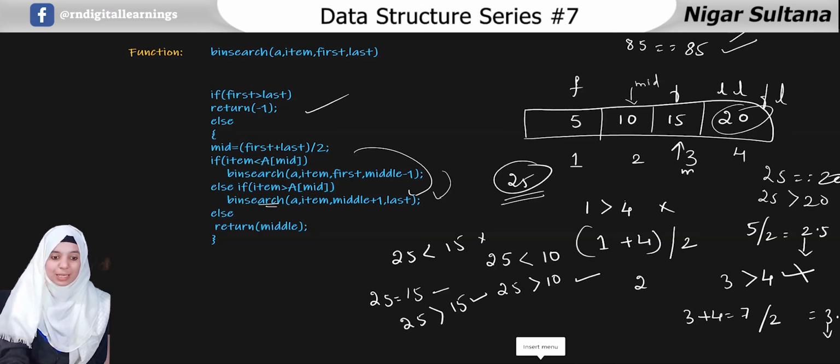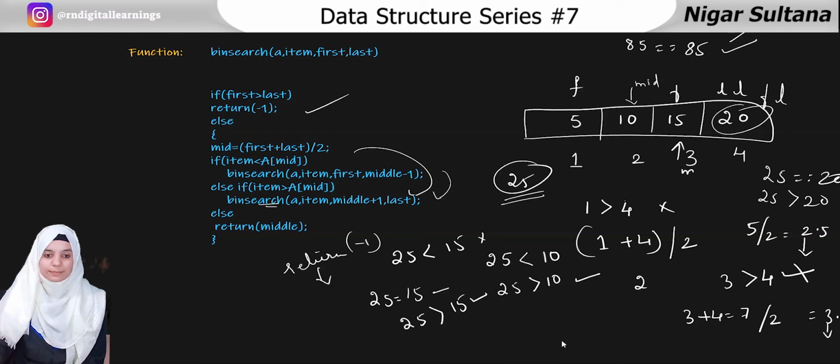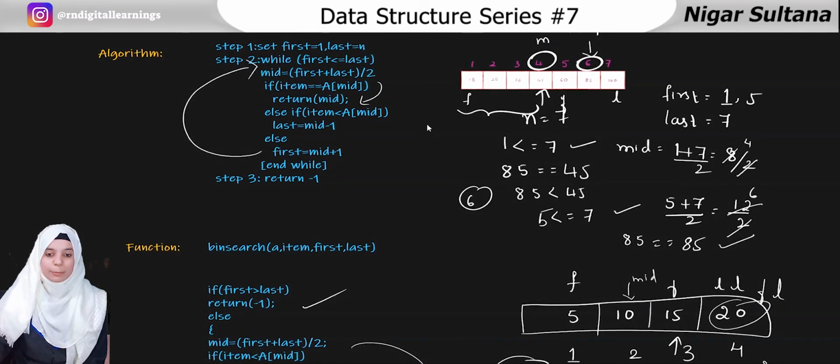So what must I return? I must return -1. What is this -1? It gives the message that the key is not found. So this is the function and algorithm of the binary search.